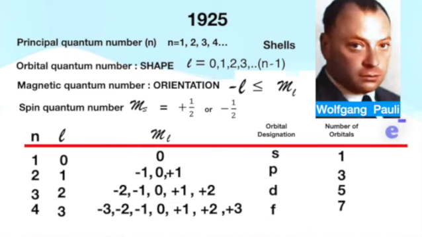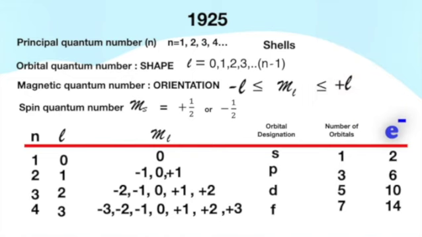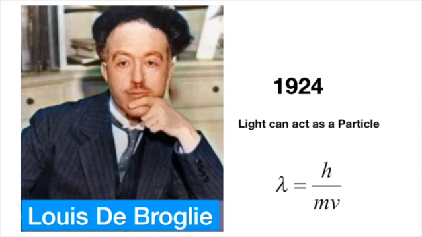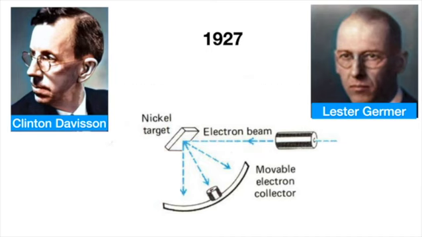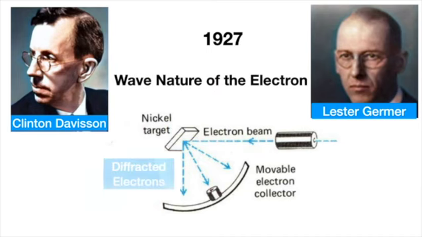Wolfgang Pauli determined that each electron is unique, identified by these 4 quantum numbers, and each orbital can only have 2 electrons. Louis de Broglie postulated if light can act like a particle, then particles can act like light, having the properties of waves. De Broglie's theory was embraced by Albert Einstein. The Davisson and Germer experiment demonstrated the wave nature of the electron particle.